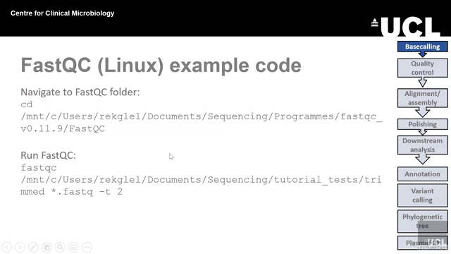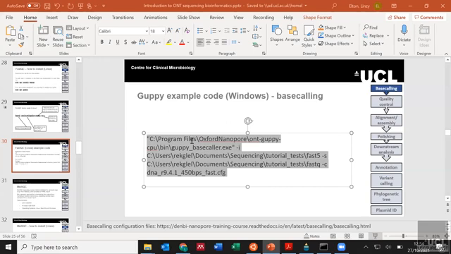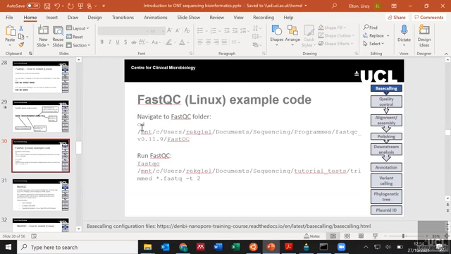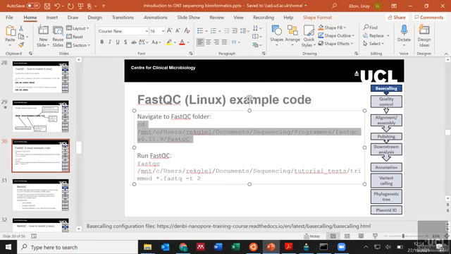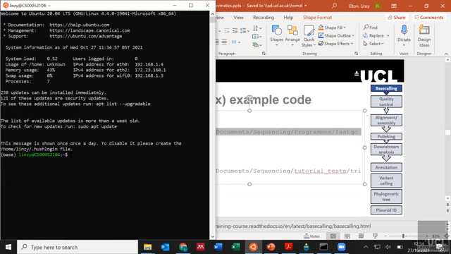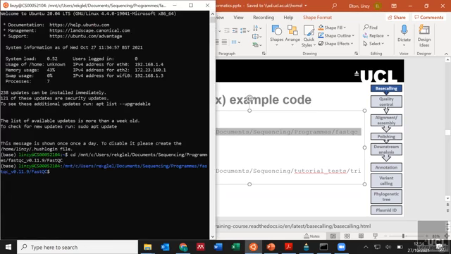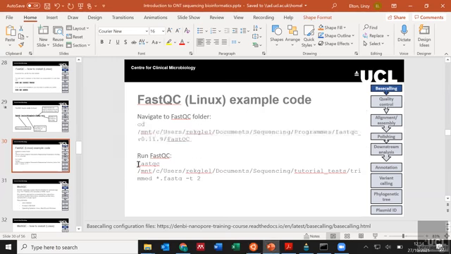So I can do this now. I can navigate to my file. So CD means navigate to. This is my Ubuntu setup. And you can see that just by copying it in, it's now moved me into the folder that has FastQC in it. I can then copy and paste this in.